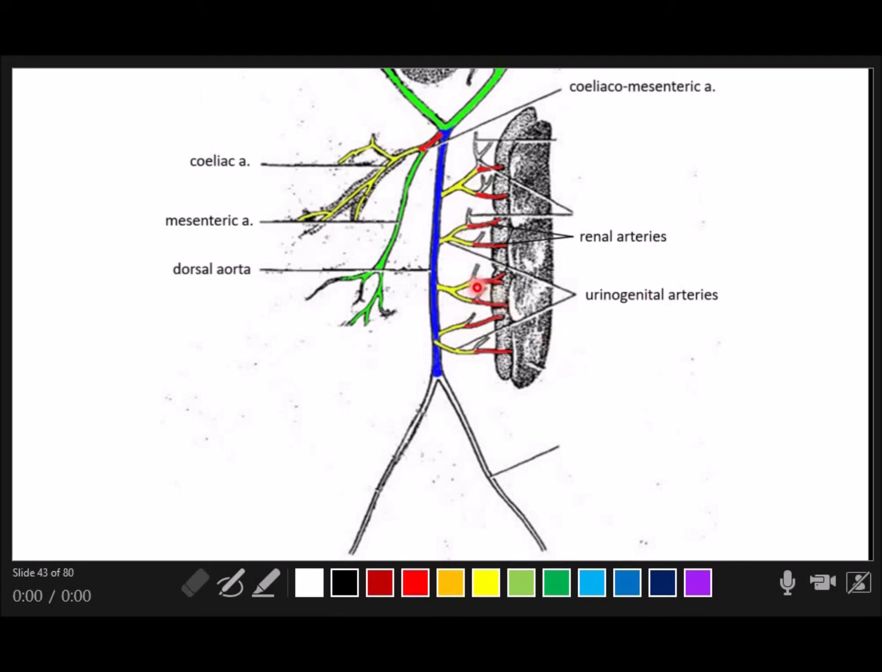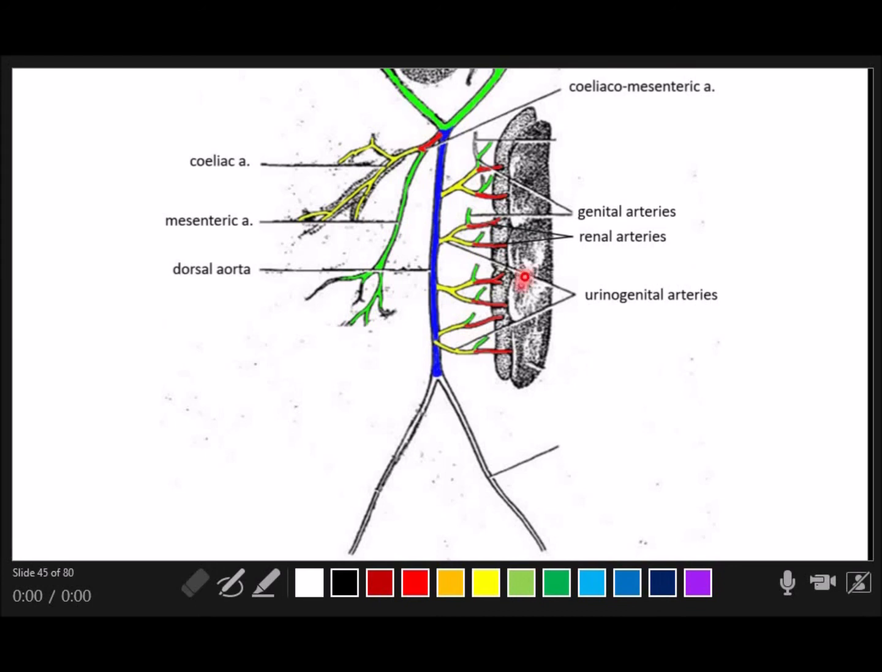Okay, the other branches, let me color them with green. These branches supply the testis or ovary with oxygenated blood, so we call them genital arteries, because they supply the ovaries and testes.